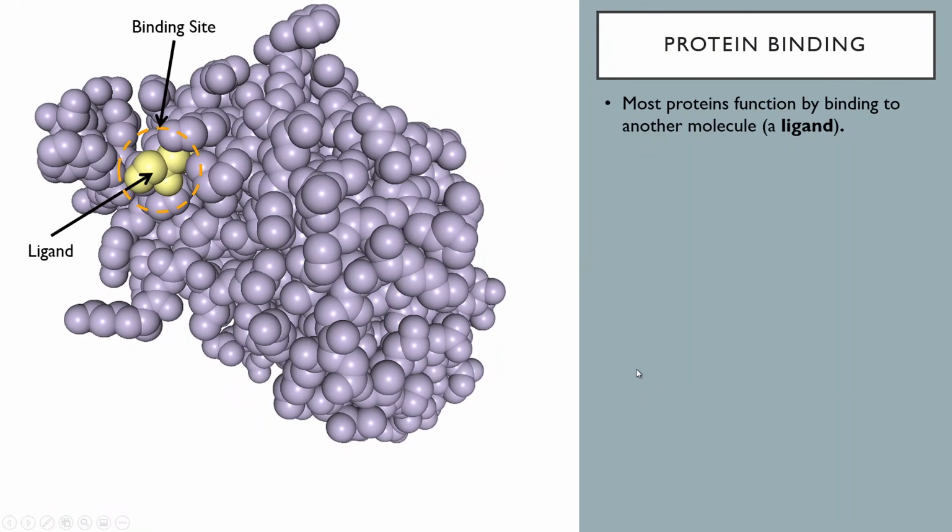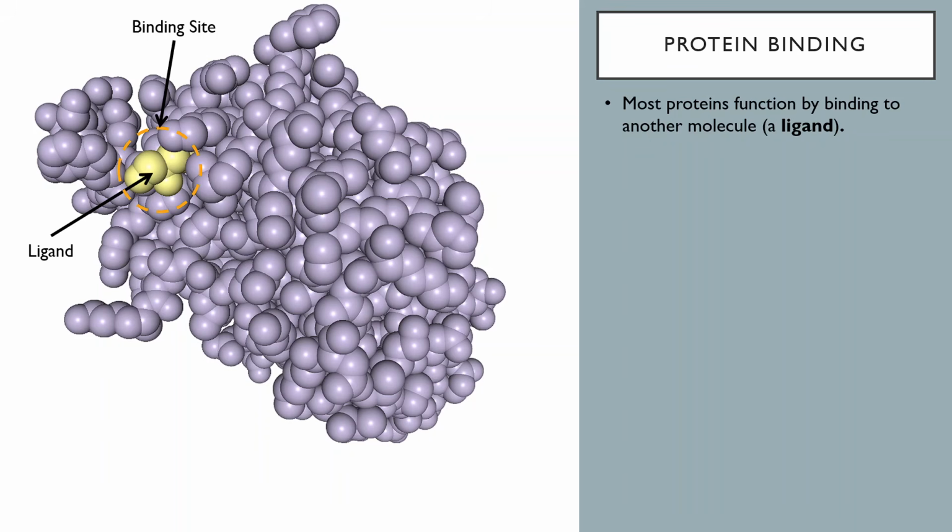But pretty much all proteins work one way or another by binding to something else, some other molecule, and the something else we usually call a ligand. So the ligand can be pretty much anything. It can be a small molecule, it can be another protein, it could be another macromolecule, and that binding is the first step in carrying out whatever the protein's function is.